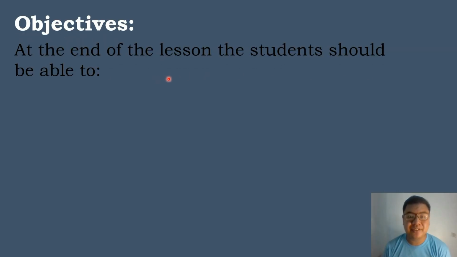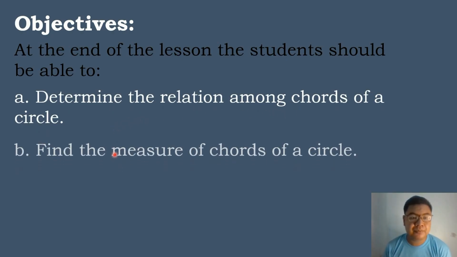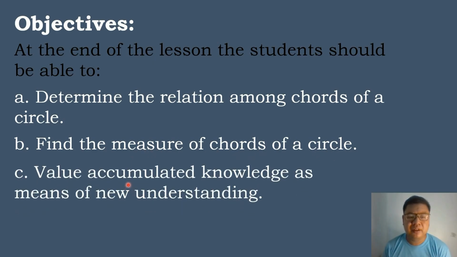So let's have the following objectives in today's lesson. At the end of the lesson, the students should be able to: letter A, determine the relation among chords of a circle; letter B, find the measure of the chords of a circle; and letter C, value accumulated knowledge as means of new understanding.